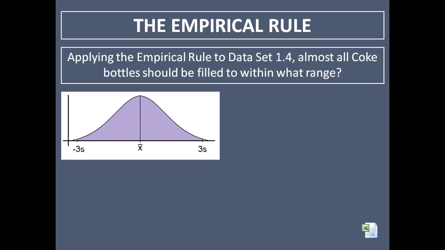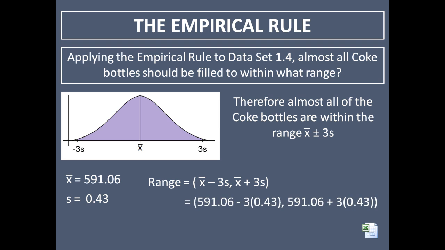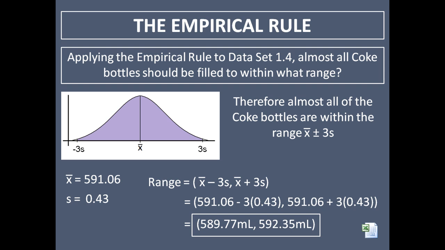So if we could somehow know what the mean and our standard deviations were, we could answer this question. Well, we did make those calculations in our dataset 1.4. We found that the mean was approximately 591.06 milliliters, and the standard deviation was approximately 0.43 milliliters. Well, on the low end of that spectrum, we should have our mean of 591.06 minus 3 standard deviations. On the high end of the spectrum, our mean of 591.06 plus 3 standard deviations. Or we should have that 99.7%, or almost all, of our Coke bottles should be filled to within the range of 589.77 milliliters up to 592.35 milliliters.